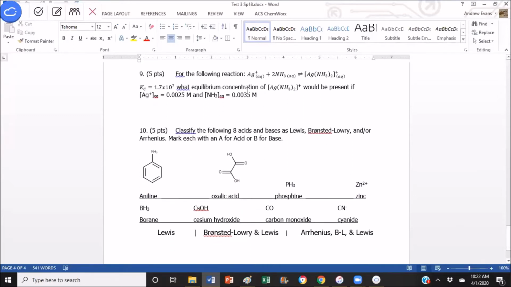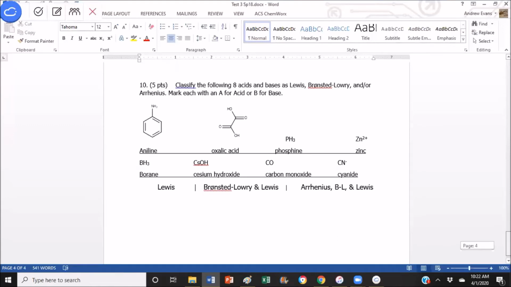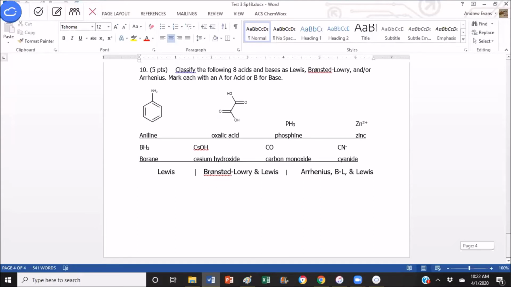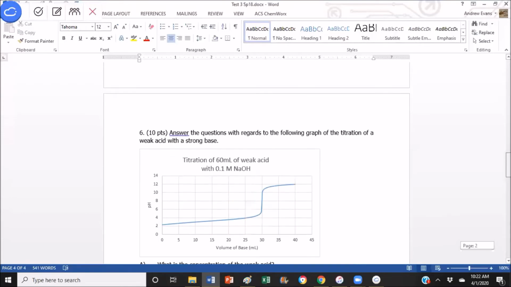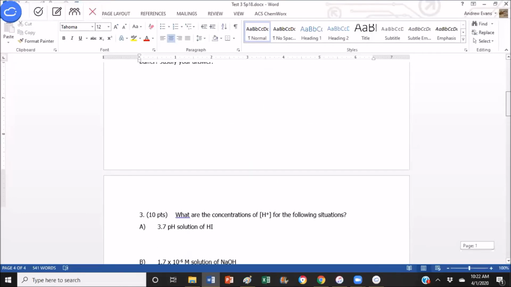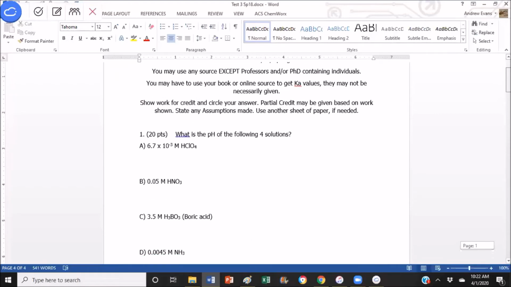For this one, what is the equilibrium concentration of silver ammonia? It would be present when you have this concentration, Kc. Then classify these as Lewis, Brønsted-Lowry, or Arrhenius, and mark them as acid or base. So you just classify. So this was the take-home test. So we'll just work through this bit by bit.